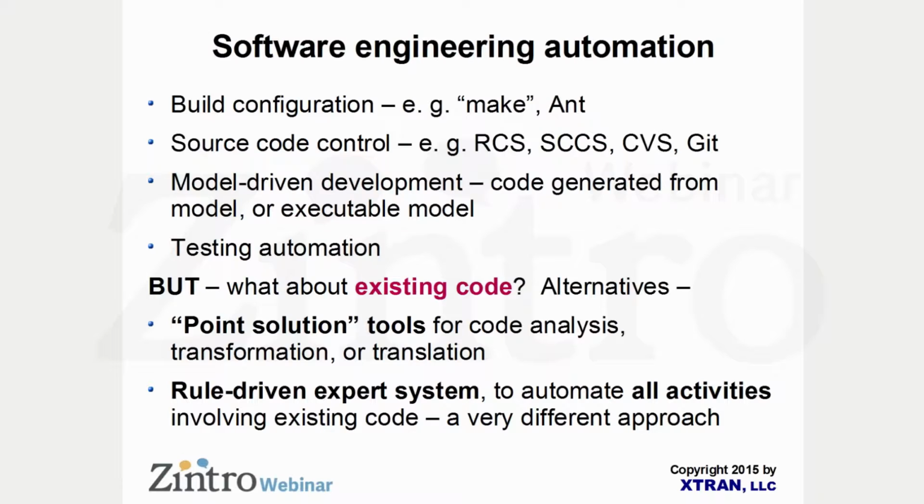But none of those alternatives actually addresses existing code. So what do we have in the way of alternatives for existing code? Well, basically, I see two. One is what we call point solution tools for analyzing, transforming, or translating code. And the other one, which is what I'm going to be talking about today, is a rule-driven expert system, which can automate basically all activities that involve existing code. It's a different way to look at the software development and engineering process.